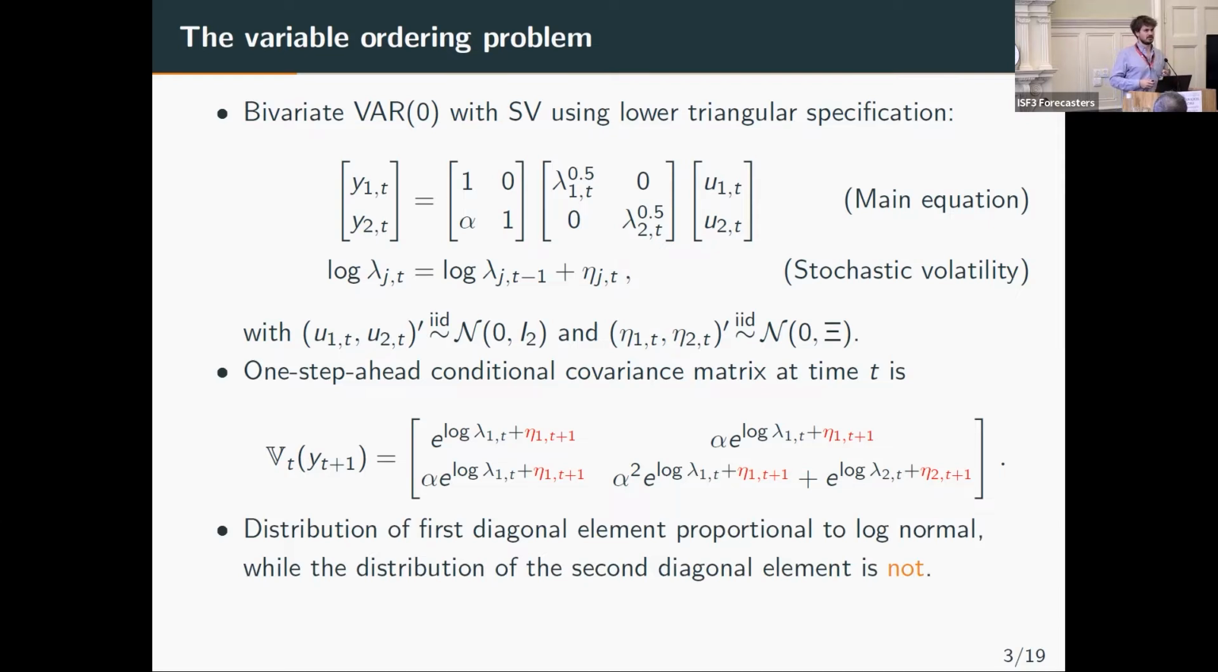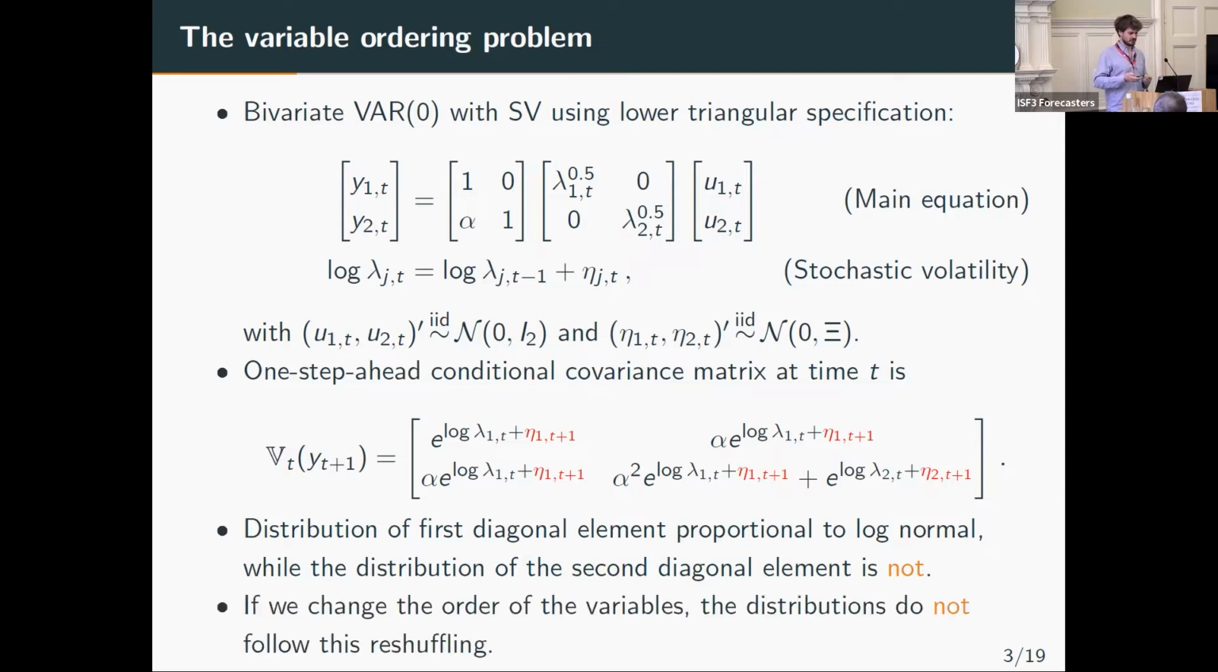The second diagonal element is the sum of two log normals. So it's not log normal anymore. Okay, and if you change the ordering of these two variables, obviously the distributions for these two variables for the variance covariance matrix change. So there's no way you can make sure that when you change the ordering, the posteriors stay the same.